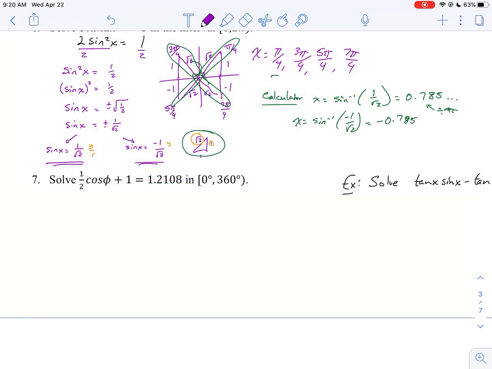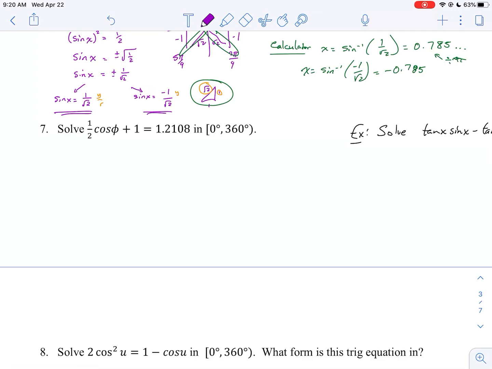Let's take a look at number 7. In number 7, you'll find that you have to rely on the calculator here. The equation's a little more complicated, but we still want to isolate or get the cosine by itself. So I'm going to start by subtracting 1. That gives us 1/2 cosine of phi. That's how you say this, phi. Equals 0.2108. And then to get rid of the 1/2, we can divide by 1/2 or multiply both sides by 2. So cosine of phi is going to be 0.4216.